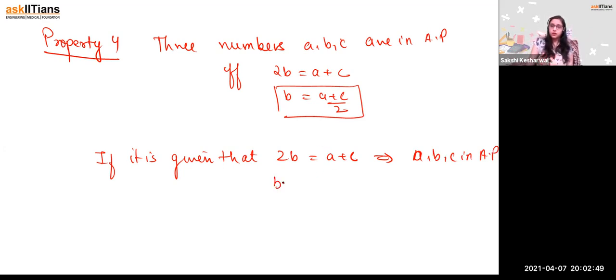Can I write this as B plus B is equals to A plus C? And just do the transformation. So can I write this as B minus A is equals to C minus B? Now, can I say that A, B, C are in AP or not? This is the way of presentation. This is how it is called.